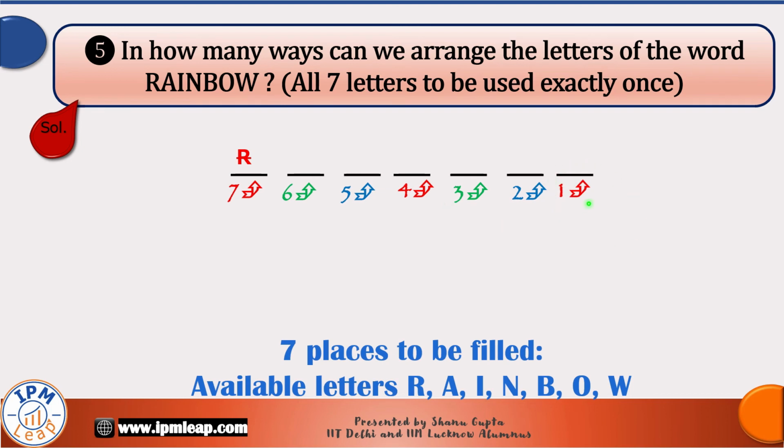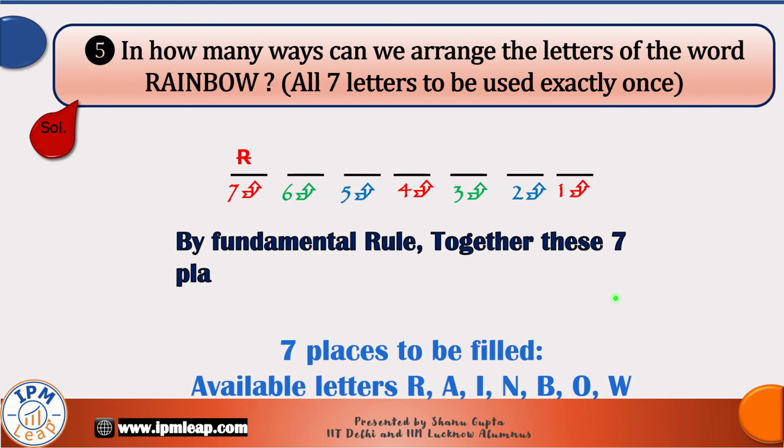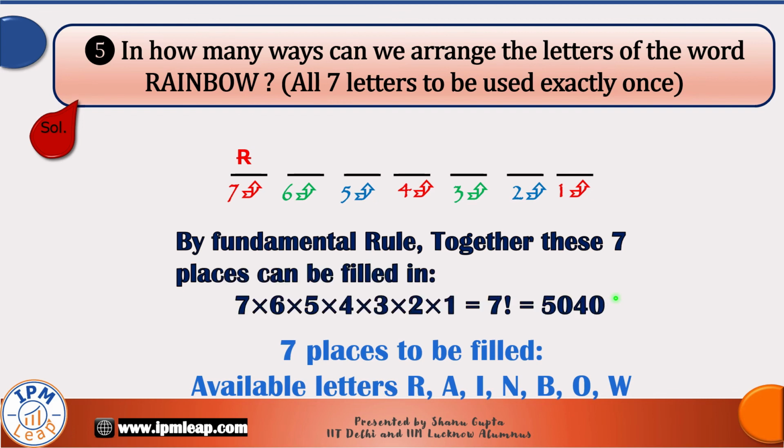So by using the fundamental rule of counting, these 7 places can be filled together in 7 into 6 into 5 into 4 into 3 into 2 into 1 ways, which is the same as 7 factorial ways. Therefore, the number of ways to arrange the letters of the word rainbow is simply 7 factorial, which is equal to 5040.